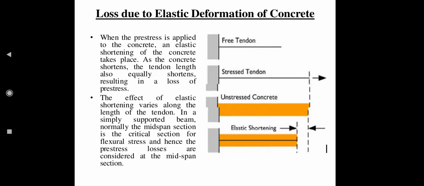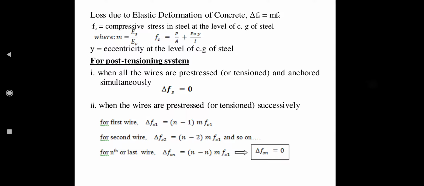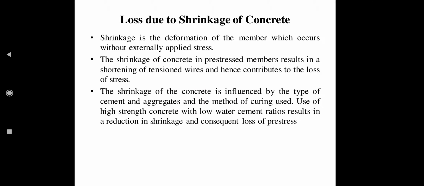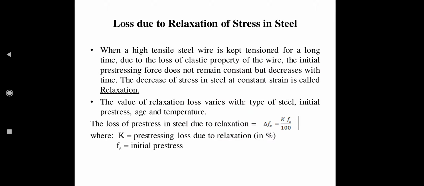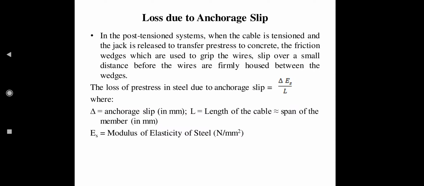Practically there will be slippage of anchorage for some length. Due to this slippage of the anchorage, there are losses in the pre-stress of the steel, and it is called loss due to anchorage slip. The loss of pre-stress in steel due to anchorage slip can be calculated by the formula delta Es by L, where delta is the anchorage slip in millimeter, L is the length of cable in millimeter and Es is the modulus of elasticity of steel.